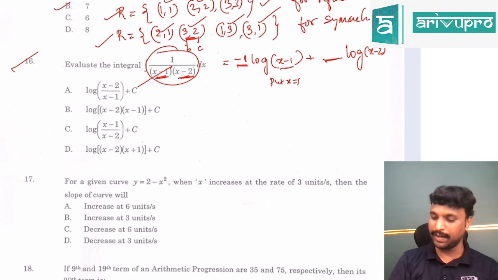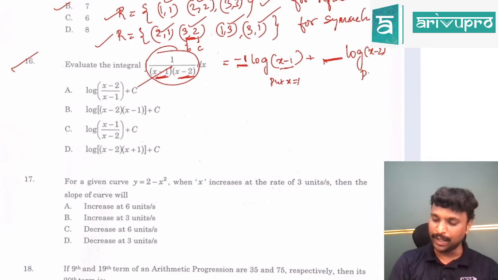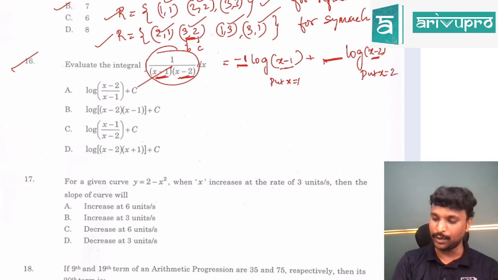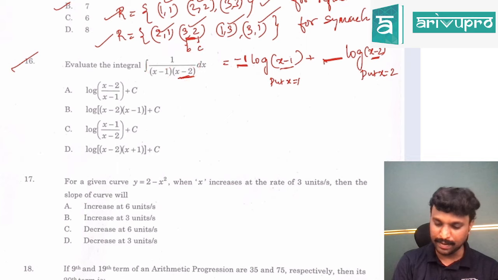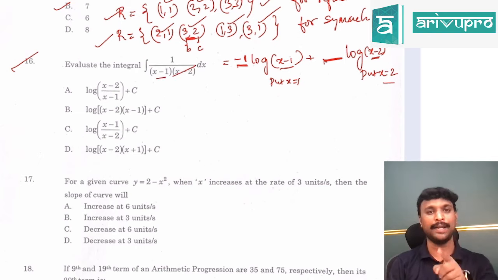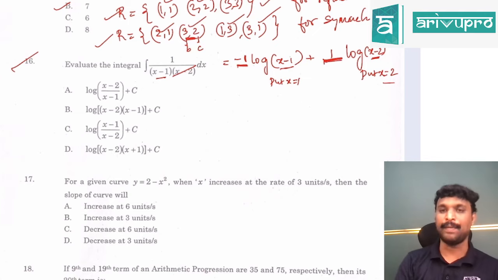Now for the second term, what is the number to be filled in the blank? For that, put x equal to whatever makes the factor zero. What is the factor? x minus 2. How do you make it 0? By putting x equal to 2. So consider the same expression, and substitute x equal to 2 except for this factor. So 1 divided by x minus 1, that means 2 minus 1, which is 1 itself. So the number I have to write in the blank is 1.